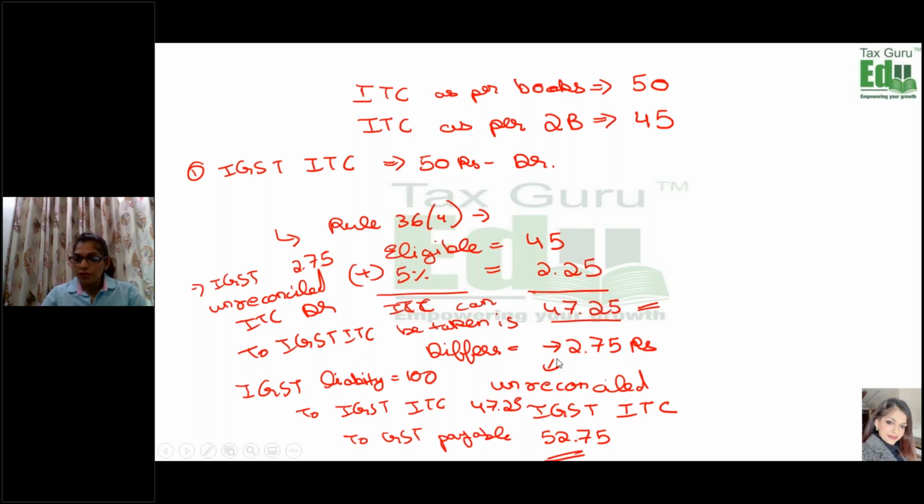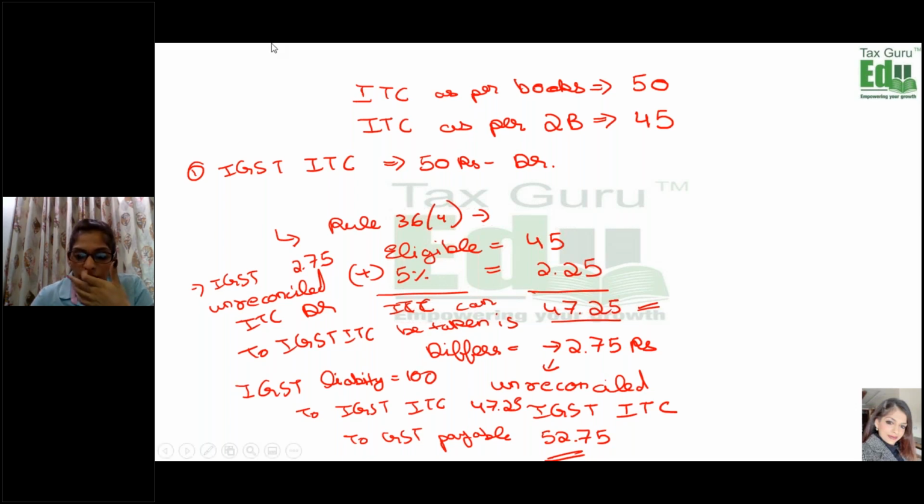So this 2.75 was lying where? This was lying in my IGST unreconciled account. So the next month I will pass again an entry that IGST ITC account debit and IGST unreconciled account credit. So I'll transfer again 2.75 from the unreconciled account to my IGST ITC account. And then again, this is the ITC that is available to me. And then I would be able to pass my adjustment entry at the end of the month.